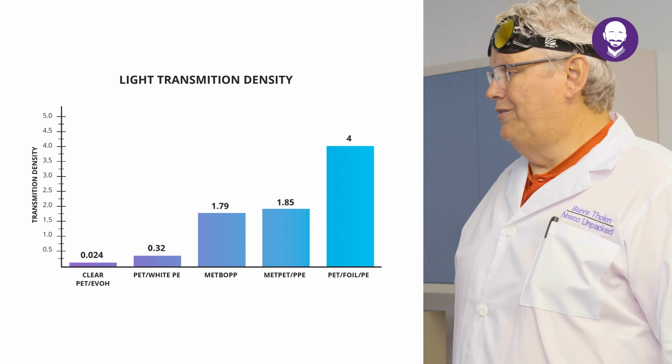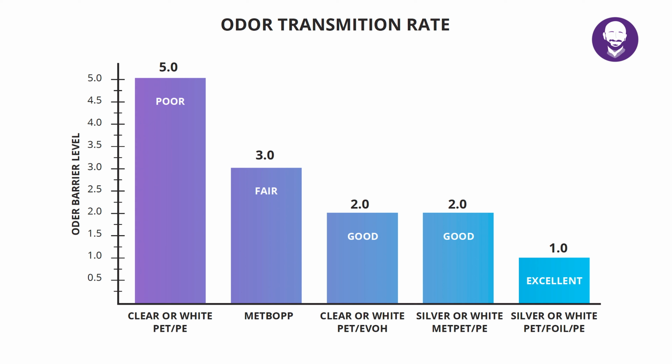And the last chart just shows kind of a real simple comparison of the odor transmission rate. As we said, it's very much related to oxygen transmission rate. So on the low end are the clear or white polyester with polyethylene, and then on the high end again is the materials that have the foil in there that really prevents the oxygen, the moisture, the light, and the odor from passing through the package.